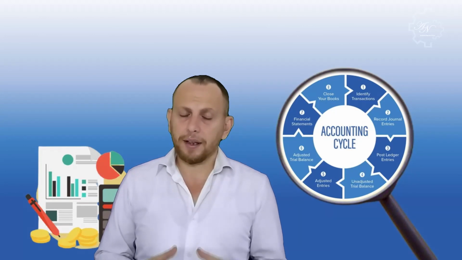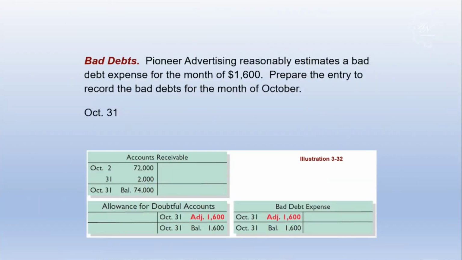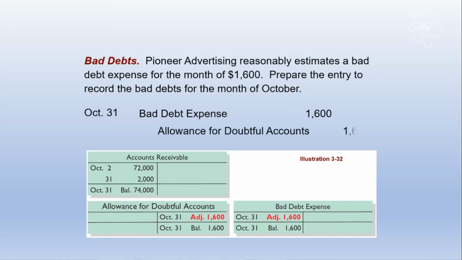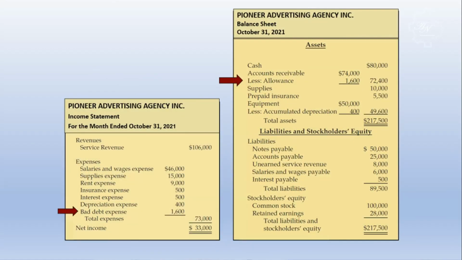Another entry for estimates, we have bad debt. Pioneer Advertising estimates a bad debt expense for the month of $1,600. Prepare the entry to record the bad debts for the month of October. Here we have bad debt expense and allowance for doubtful accounts. The entry is bad debt expense, credit allowance for doubtful accounts. And we can see bad debt expense in the income statement and accounts receivable less allowance in the balance sheet.